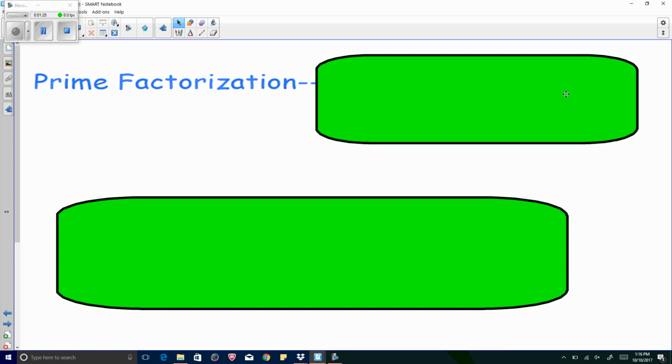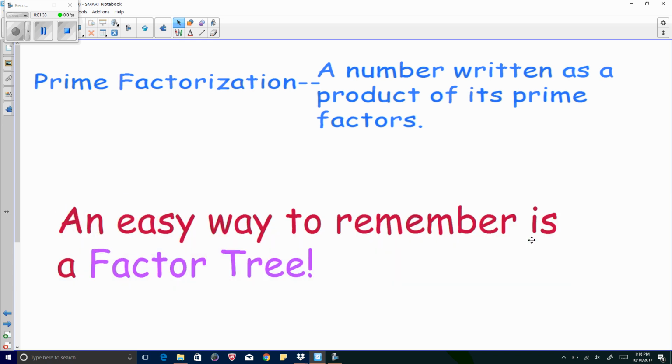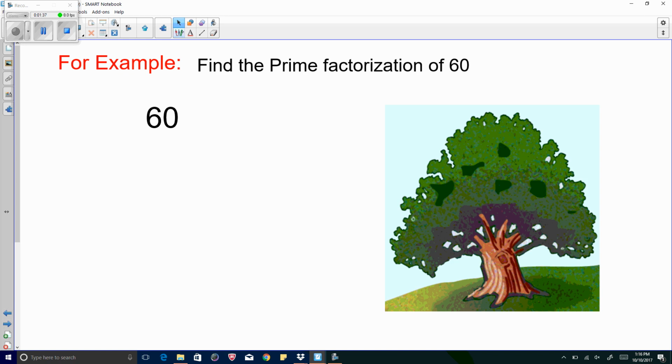Prime factorization is writing a number as a product, but only using its prime factors. An easier way to remember that is a factor tree. And here is an example. We figure out one way to get to 60 using multiplication. And one way that comes to mind is 20 times 3. And we will circle 3.